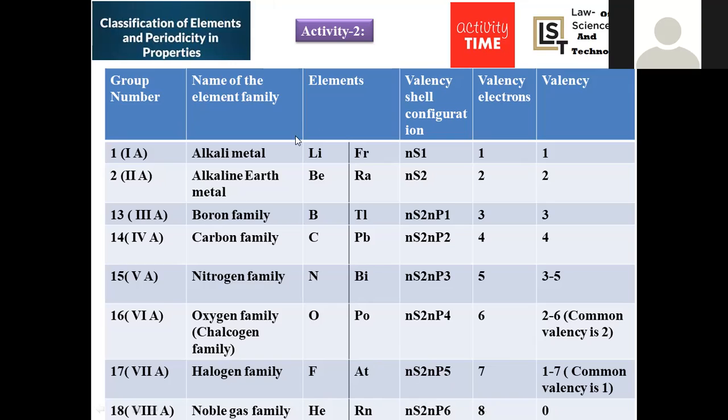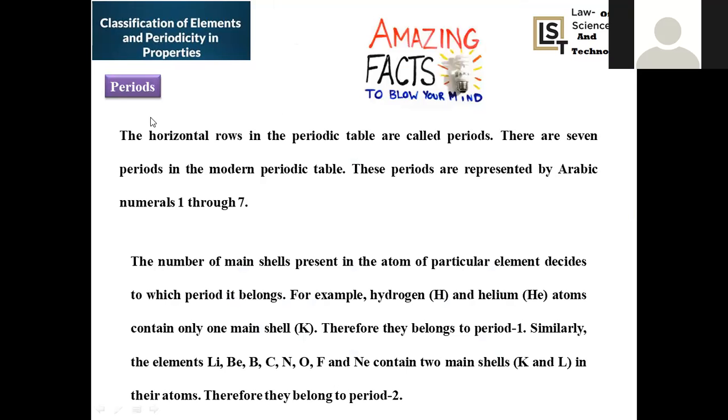This is about the activity with reference to the elements from start to end, and what is the generalized electronic configuration in their valency shell, the subsequent possible electrons in their valency electronic configuration, and how many bonds they are able to form. So this table was filled, and move on to the next segment called the periods.